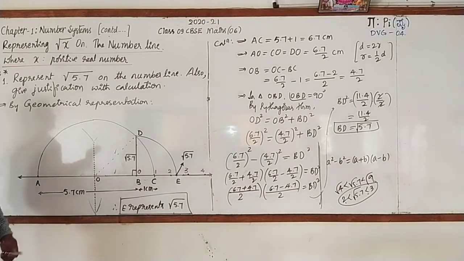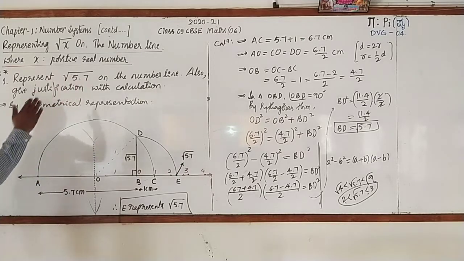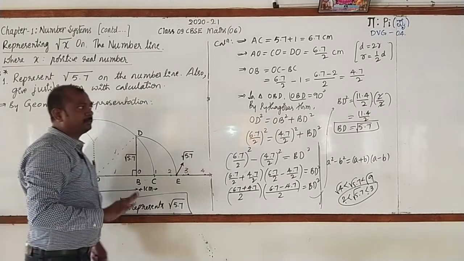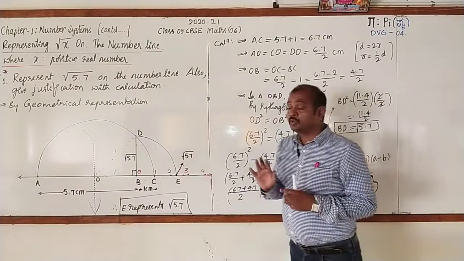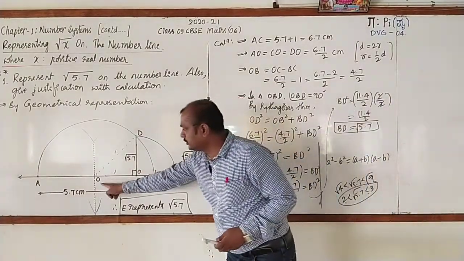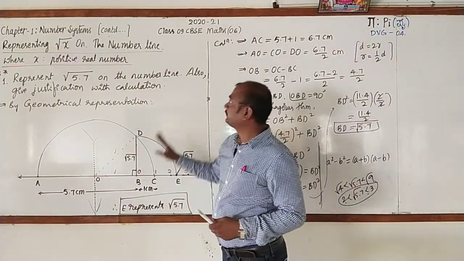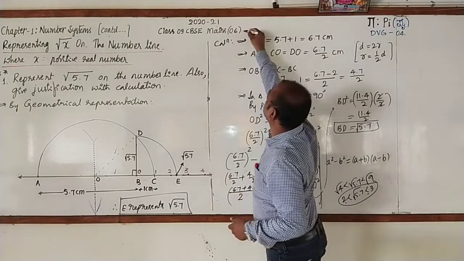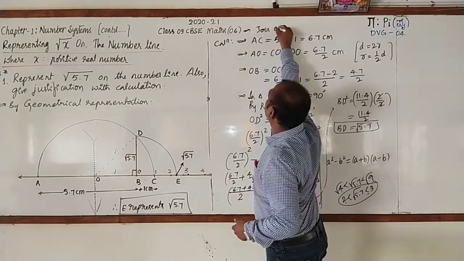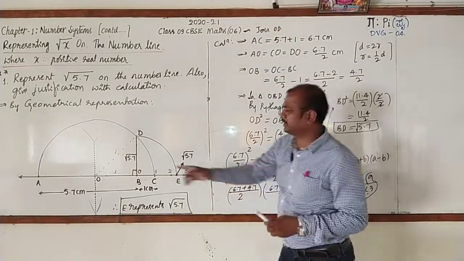Next, there is a chance of giving justification in the examination. So we have shown that with the calculation. Once I repeat that calculation, go through this carefully. So first we have to join OD. That should be written. Join OD. After that, with a dotted line only.